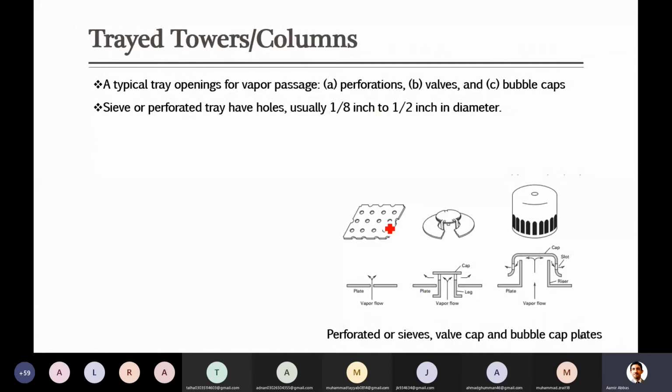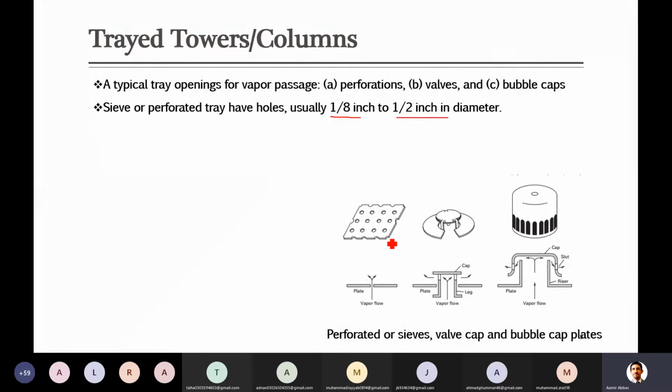As you can see in this diagram here, the perforations are the sieve trays. Usually the holes vary from 1/8 inch to 1/2 inch in diameter, and there will be a large number of holes on the surface of the tray. I will also show you some more diagrams in the next slide, so there you can observe how the tray which contains the holes looks overall. So this is one type of tray which is used.